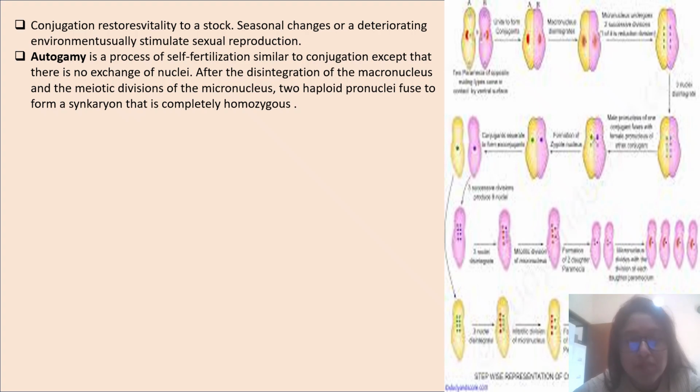Autogamy is a process of self-fertilization similar to conjugation, except that there is no exchange of nuclei. After the disintegration of the macronucleus and the meiotic division of the micronucleus, 2 haploid pronuclei fuse to form a synkaryon that is completely homozygous. When 2 Paramecium are attached, the 4 nuclei of each exchange their genetic material, and now the new Paramecium are formed.